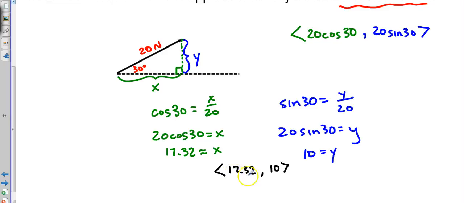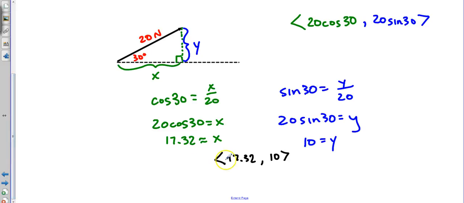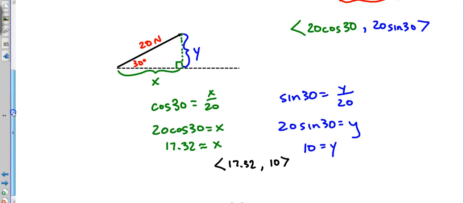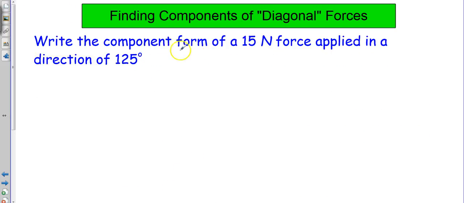So I have 17.32 newtons of force being applied in the x direction, 10 newtons of force being applied in the y direction. And notice that this does not equal 20. When you add these two together, it's not necessarily going to give you your 20 newtons. All right, so that's one thing that we want to make sure that we recognize. Okay, so one more example of this.